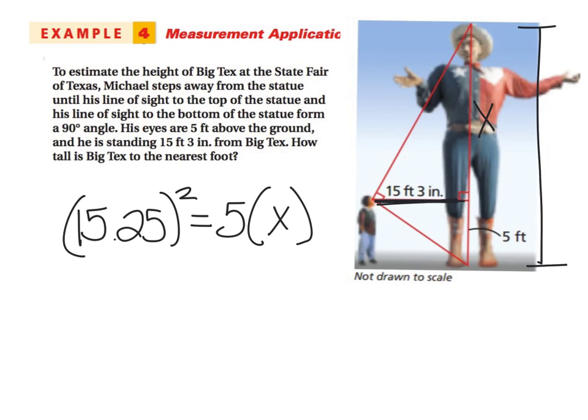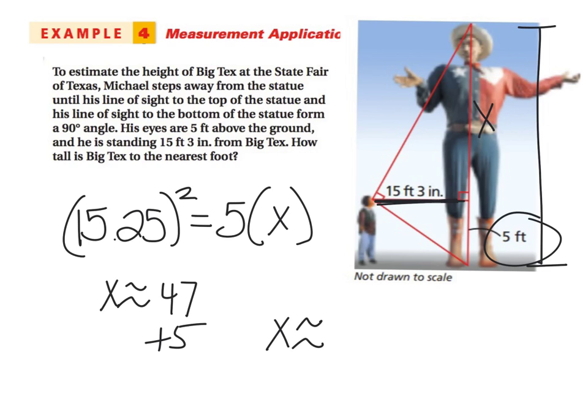And that would give us what? That gives us, if we solve this, 15 and a quarter squared divided by 5, approximately 47. So Big Tex is about 47 plus the original 5. Big Tex is approximately 47 plus 5, or 52 feet tall.